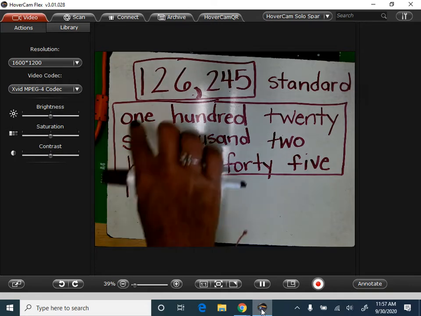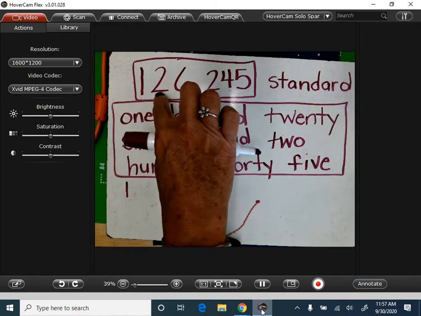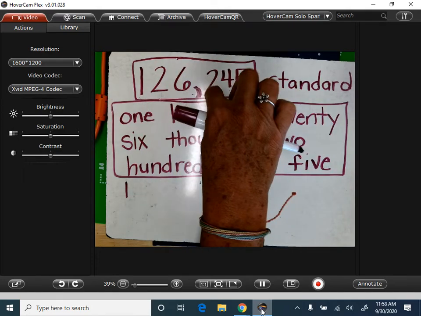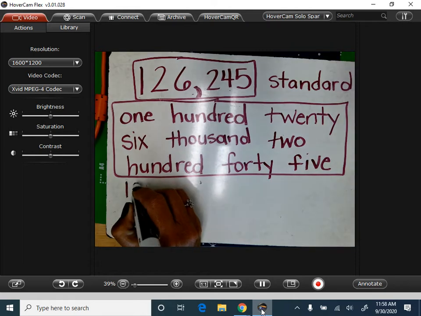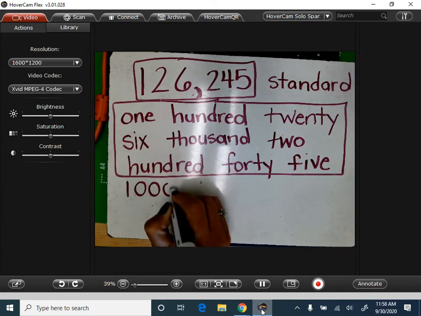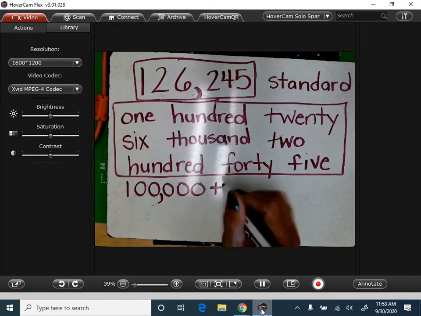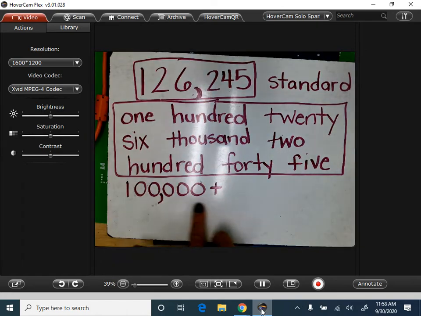I like to look at it and go, okay, here's the 1. How many places are after it? 1, 2, 3, 4, 5. I'm going to give it 5 zeros. And then I have to make sure I have my commas. Every time I have 3 digits, it goes a comma. The value of the first digit is 100,000.